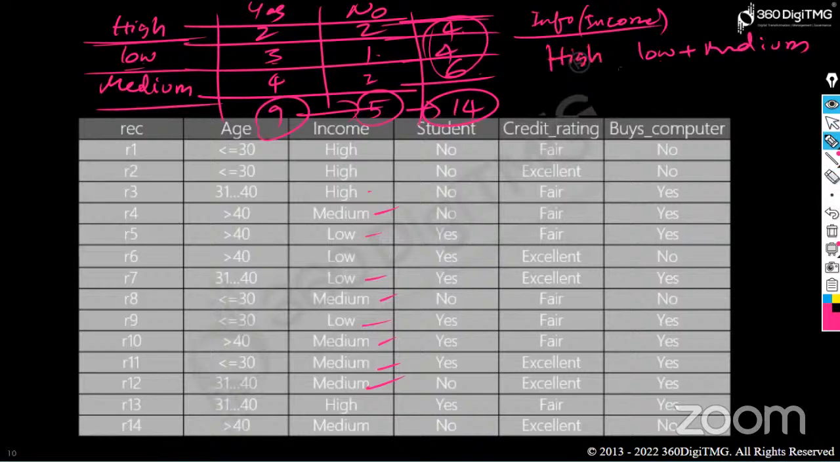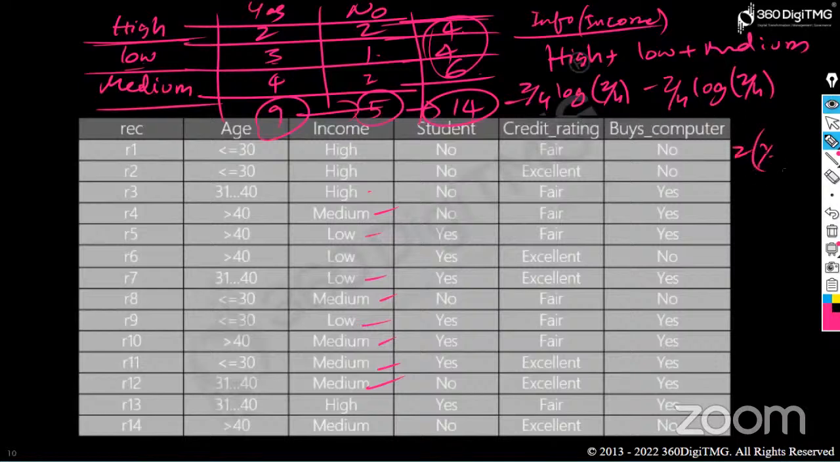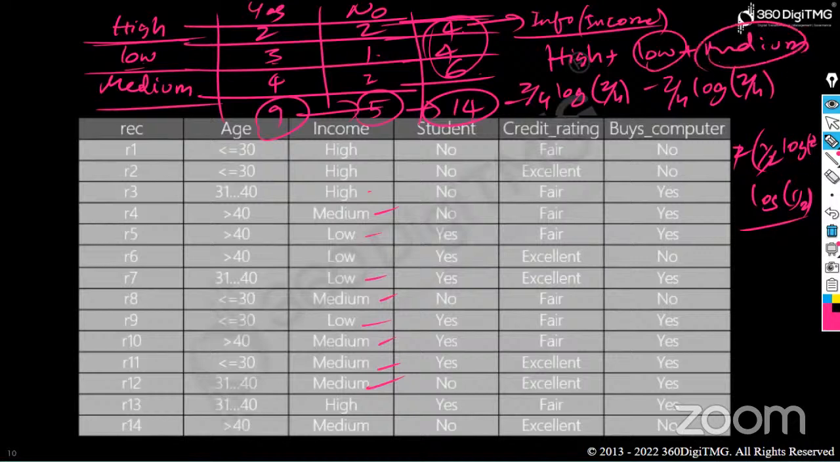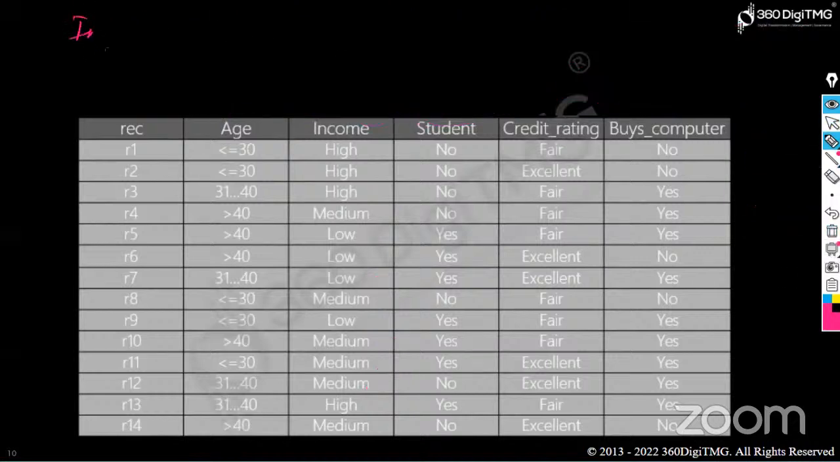So you have contribution from high saying that 2 by 4. It will be 2 by 4 log of 2 by 4 minus 2 by 4 log of 2 by 4. This will be again 2. 1 by 2 log of 1 by 2 minus 2 by 2, 2 into 1 by 2 log of 1 by 2. It becomes log of 1 by 2. So you calculate log of 1 by 2, you'll be getting the gain value. So like this, you calculate for low and medium. So once you calculate the low and medium, you will be getting information gain of income.